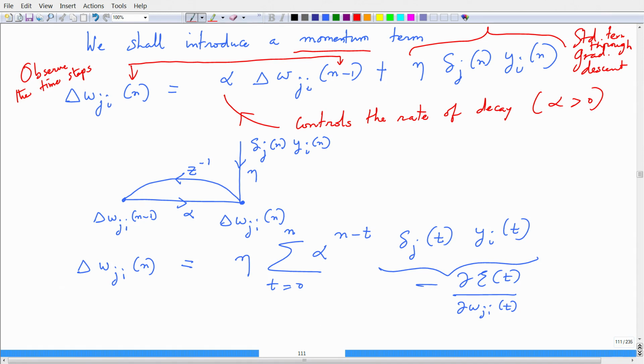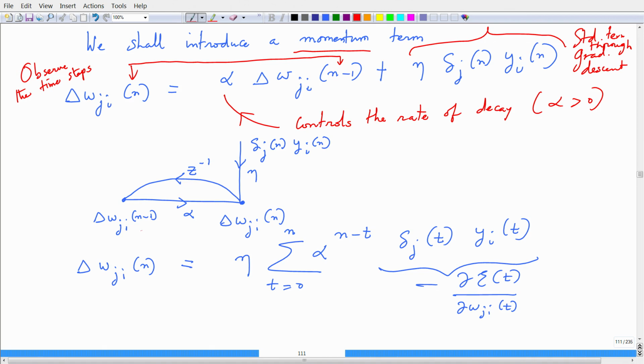plus we can control the rate of this decay, that is if we want wji to accelerate fast, we can control this rate of decay alpha. We can make alpha close to 1, we can make it large, or we can let alpha be very small, then the influence of delta wji at a previous time step would be very small. So, alpha controls the rate of decay.